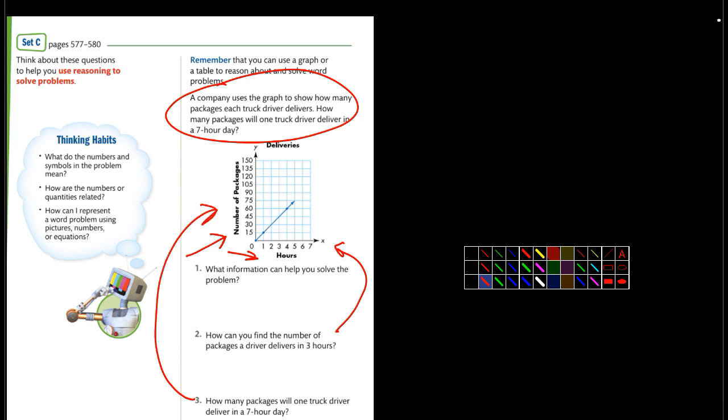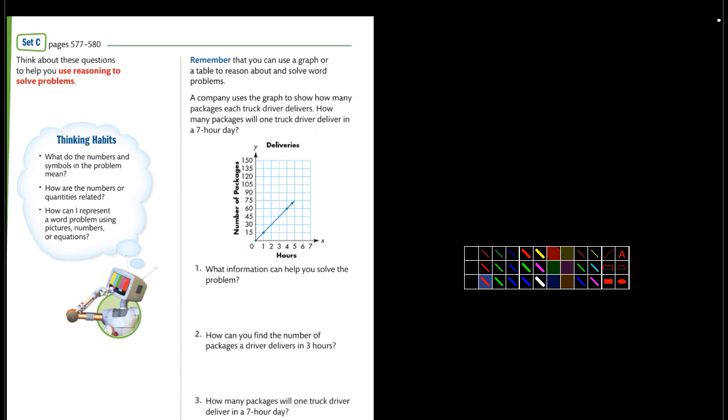Finally, number 3, it says, how many packages will one truck driver deliver in a 7-hour day? Well, you should be able to figure that out. They've got 7 listed there. And then the y coordinate is the number of packages delivered. You guys should be able to do that. Shouldn't be too hard. Okay. All right. I think that was it.